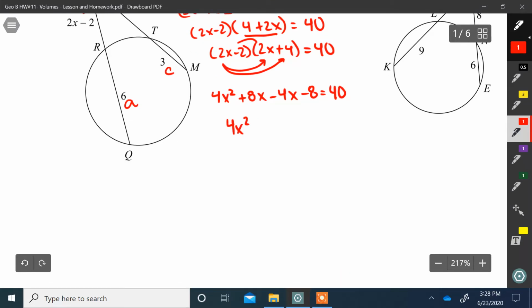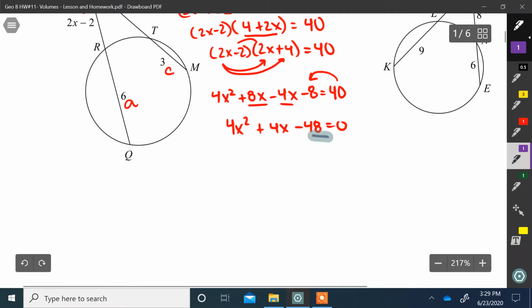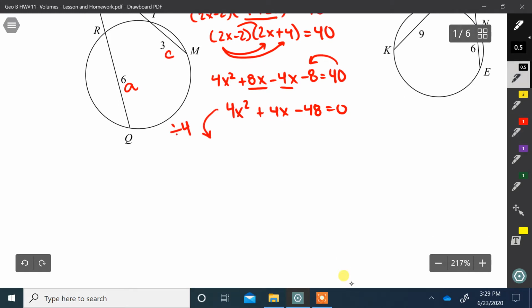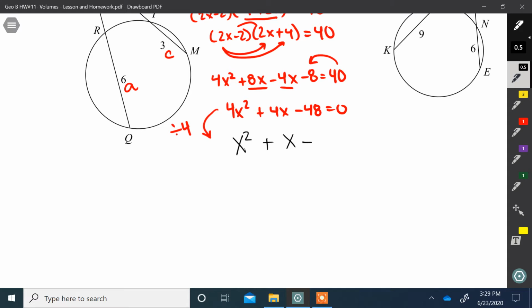Let's simplify this. This plus this is 4x. Let me bring this over, and we're going to get negative 48. As you can see, all those numbers in front are divisible by 4, so we can divide all of that by 4. This is what I'll get: x squared plus x, and then 48 divided by 4 should be 12.